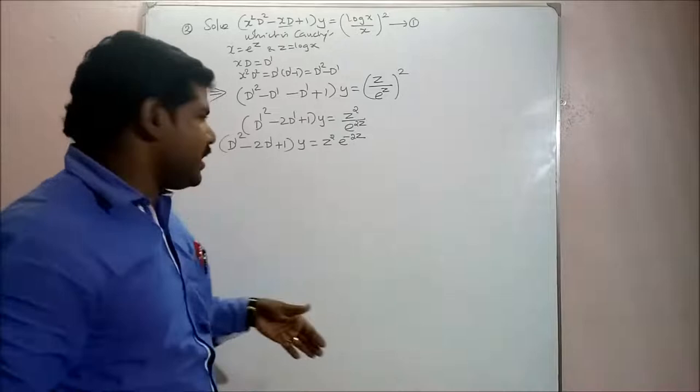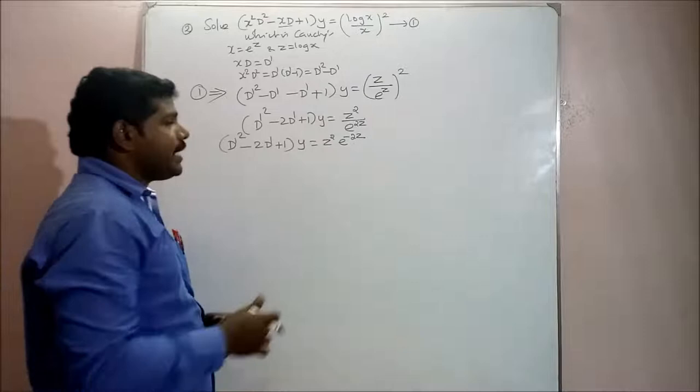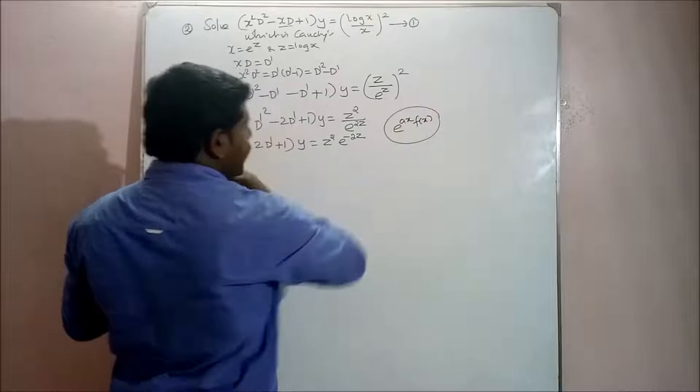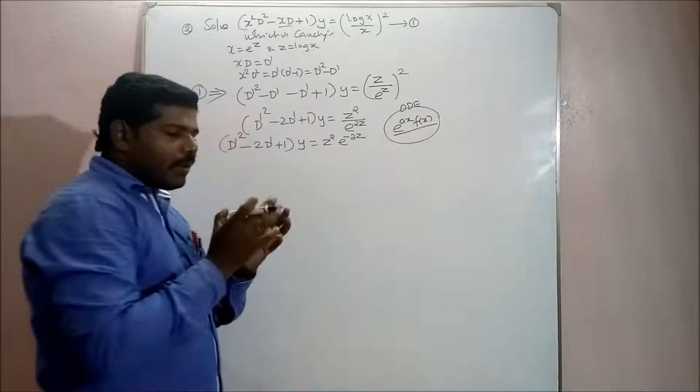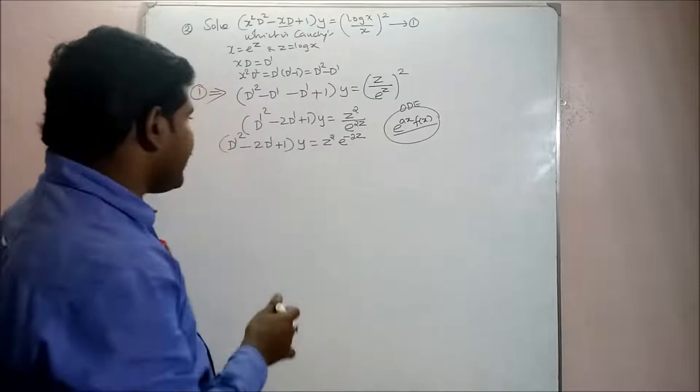To solve this, the right hand side is of the form e power ax into f of x. We have studied this type in ordinary differential equations: the fourth type, the product of two functions in which one is the exponential. So find the complementary function first. The solution is y equals complementary function plus particular integral.